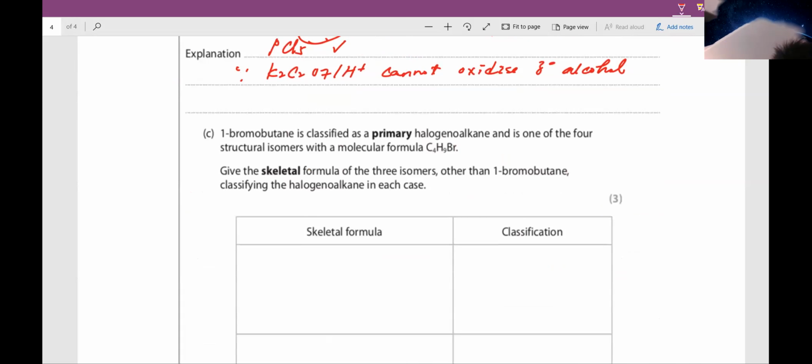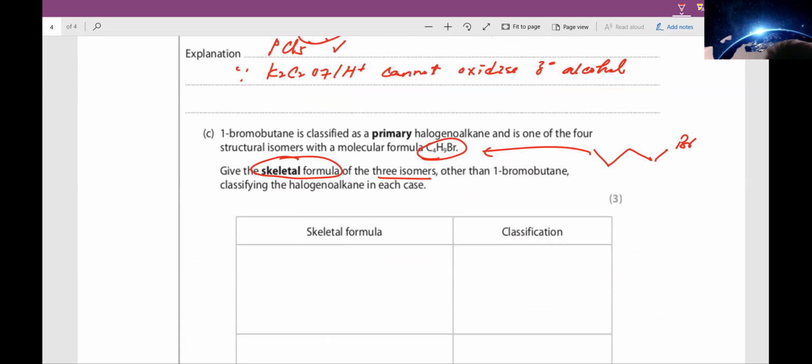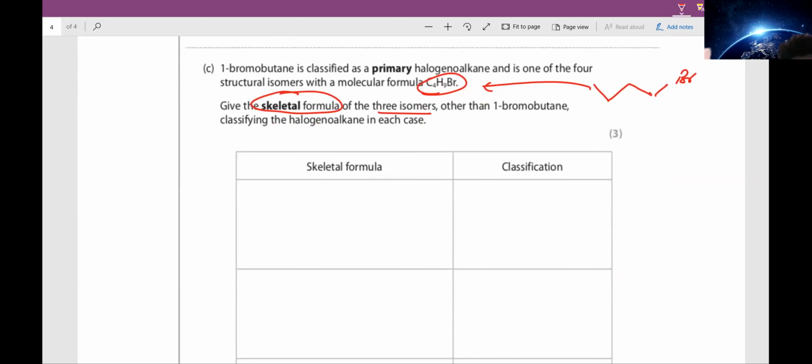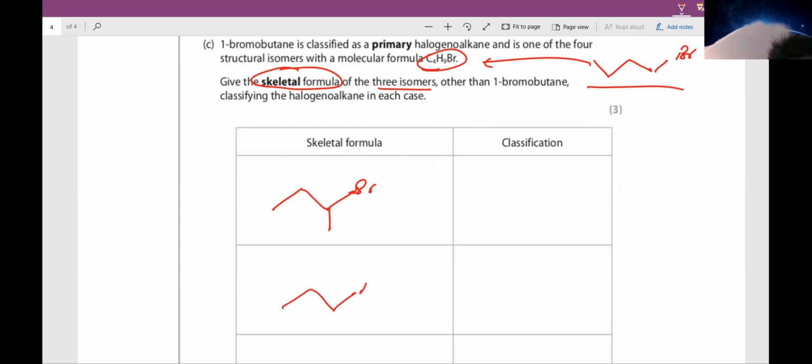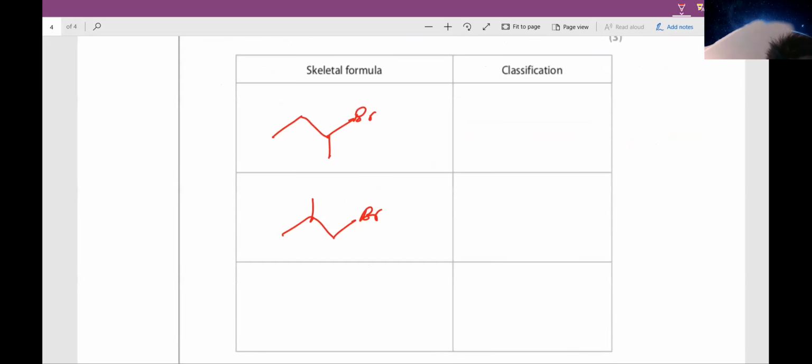Okay, now this one. The question is asking you to show the skeletal formula of the other three isomers. It's easy, right? So this one is the given one. And then the other ones should be 1, 2, 3. It means the fourth carbon can be here, or the fourth carbon can be here, or it can be like that. 1, 2, 3, 4, right?